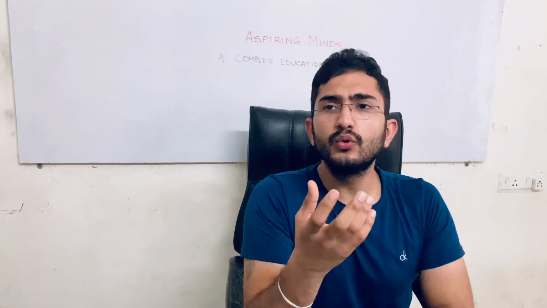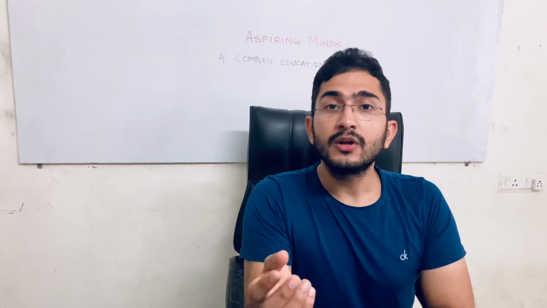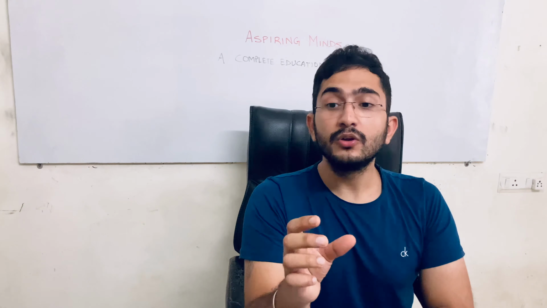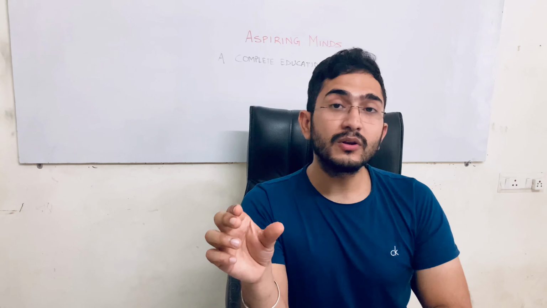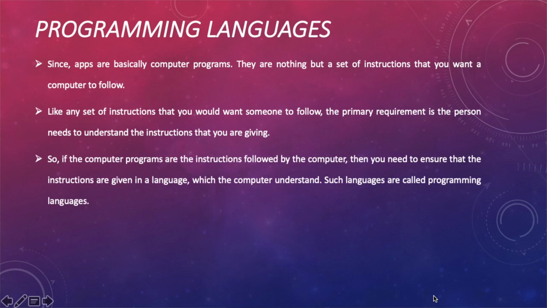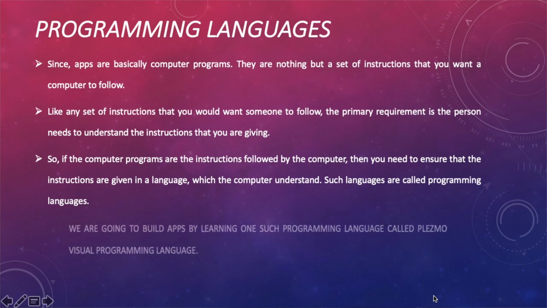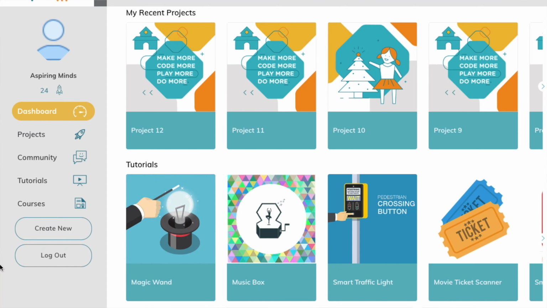Suppose you want to call a person and give him or her some instructions, but you have to be sure in which language you are speaking, and whether that language will be understandable to that particular person or not. Similarly, if computer programs are the instructions followed by the computer, then you need to ensure that the instructions are given in a language which the computer understands. Such languages are called programming languages. We are also going to build apps by learning such a programming language, called the Plezmo Visual Programming Language.